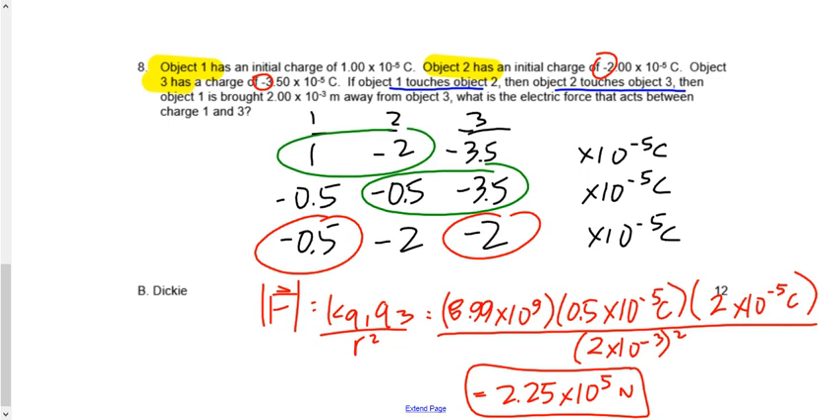But it's asking for the electric force that acts between charge 1 and... Yeah, that's right. But 1 touches 2, so the charge of 1 changes. So I have to figure out what it becomes. And then 2 touches 3, so I have to figure out what 3 becomes as a result of that touching. The final charges on 1, 2, and 3 are these. Now, who cares what it is on number 2 afterwards? Because it's still the force between 1 and 3.